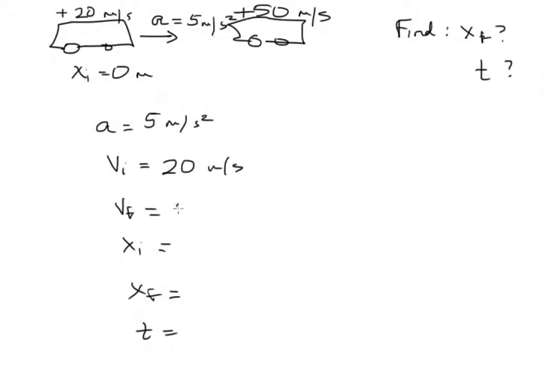Do we know the final velocity? It is 50. Do we know the initial? It's 0 meters. Do we know the final position? We don't. And do we know time? We don't. So just organize it, like this, right?